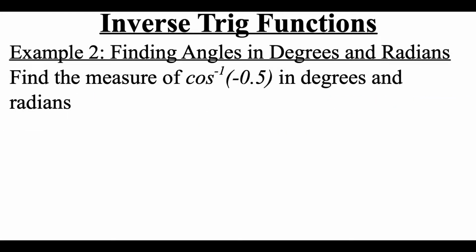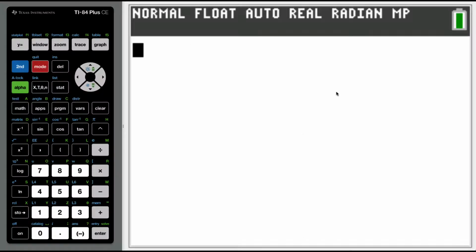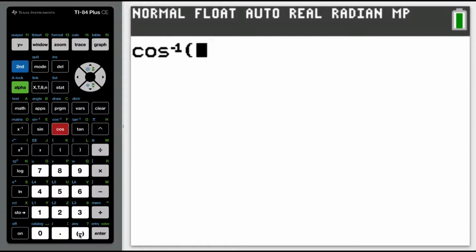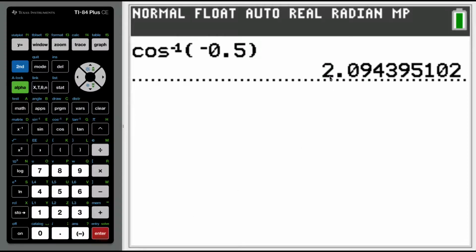Taking a look at this example, we're going to find the measure of the inverse cosine of negative 0.5 in both degrees and radians. And I'm going to use my calculator to help me out with this. I'm going to do this in radians first because my calculator is already in radian mode. To do the inverse cosine, right above the cosine button, there's the inverse cosine. So I'm going to go second cosine, and we're supposed to evaluate negative 0.5. And I'll close up my parentheses, hit enter.